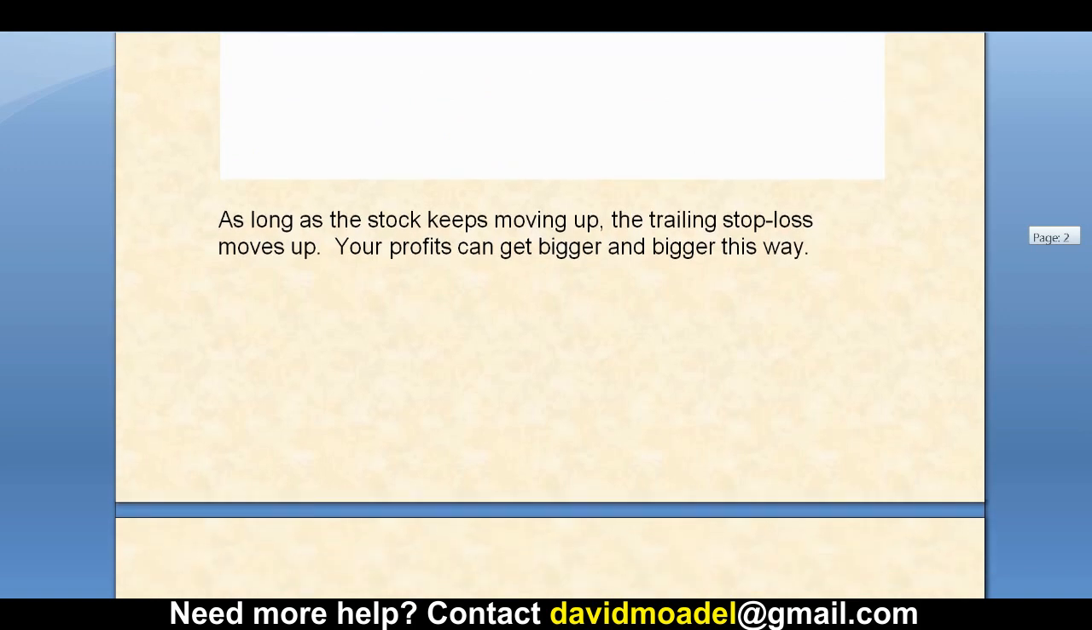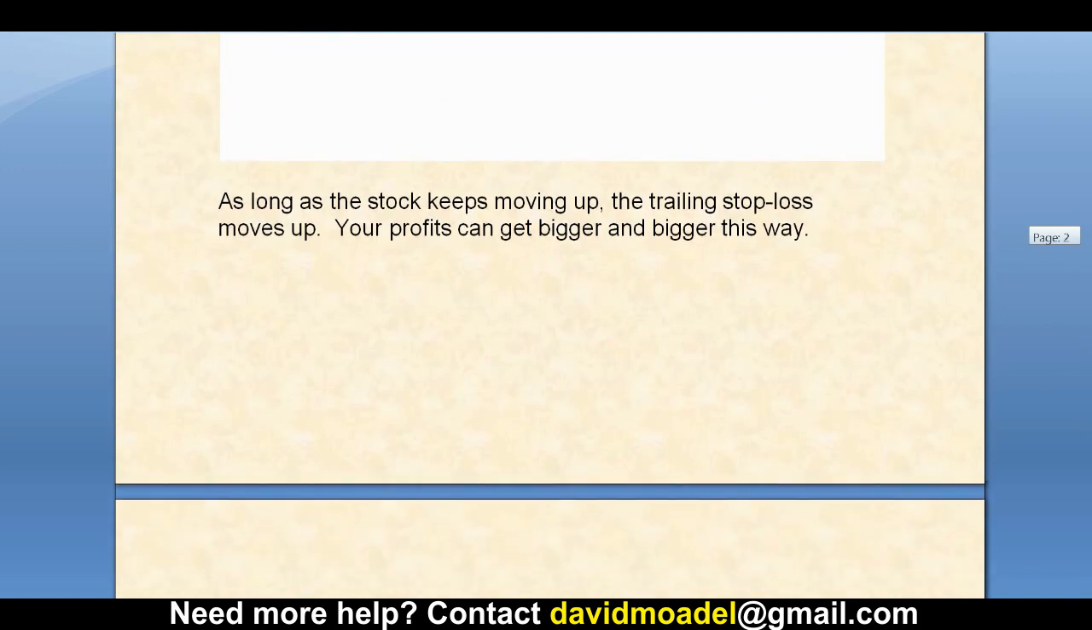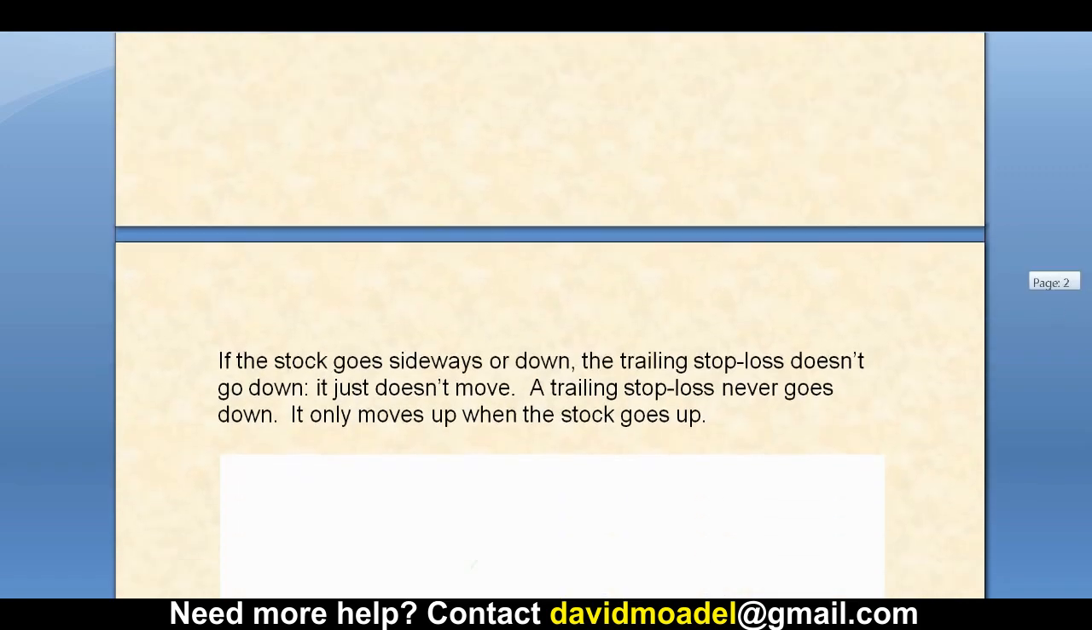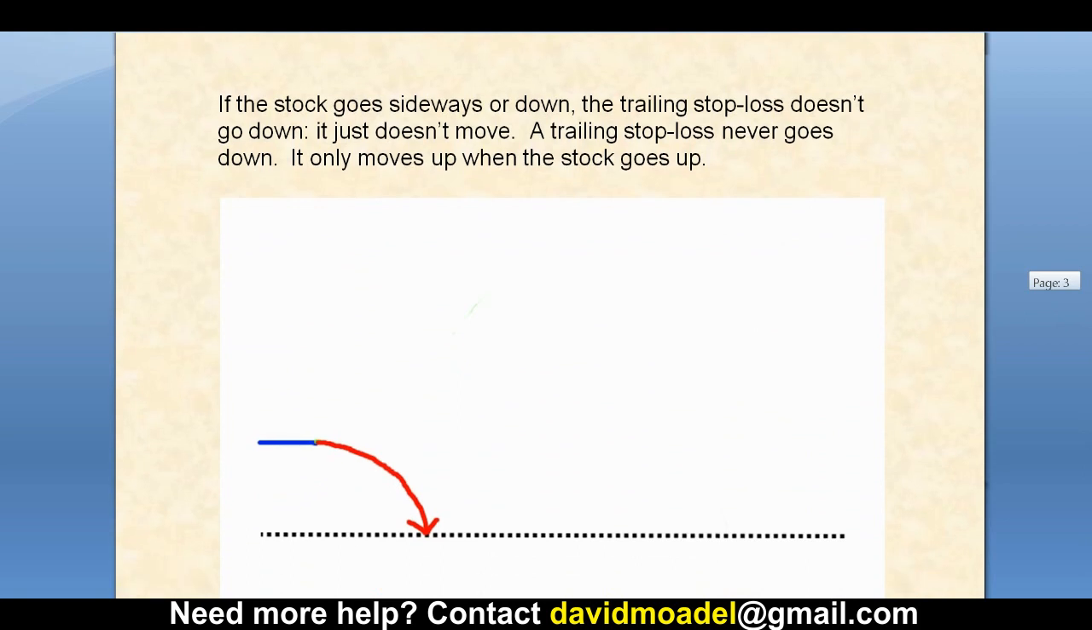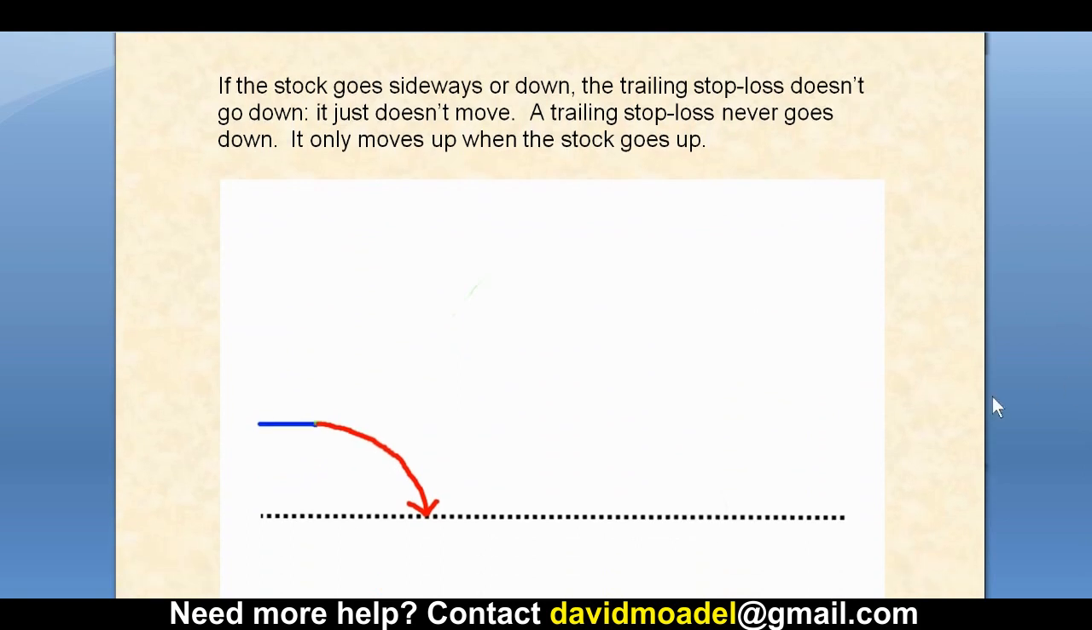As long as the stock keeps moving up, the trailing stop loss moves up. Your profits can get bigger and bigger this way. Now, if the stock goes sideways or down, the trailing stop loss doesn't go down. It just doesn't move.